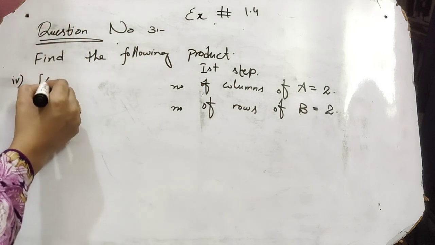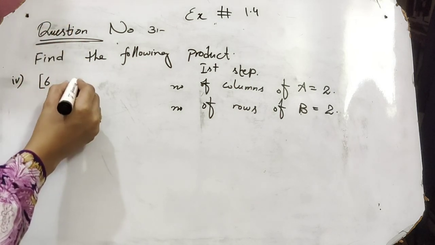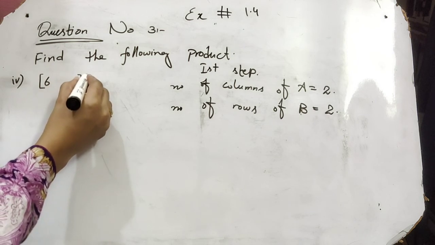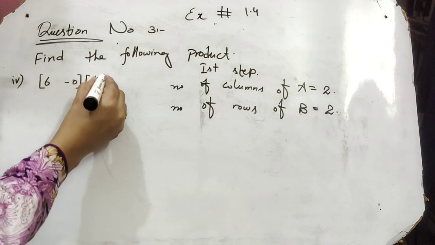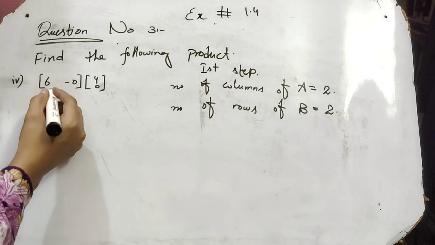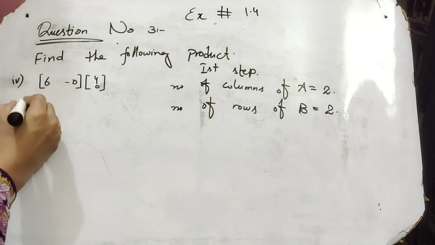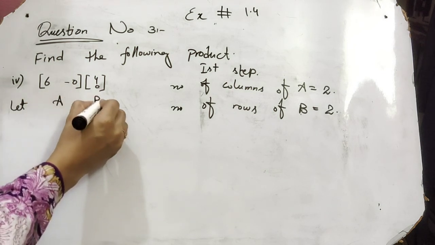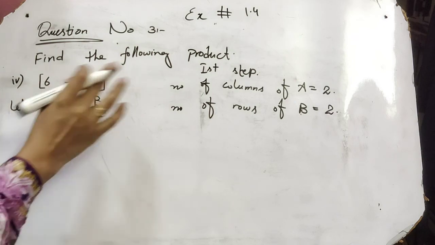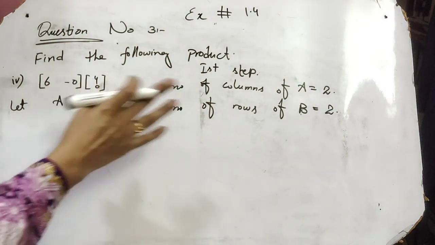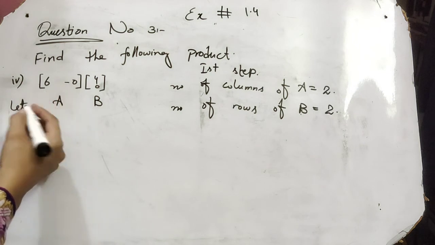The fourth part is 6 minus 0 and 4 and 0. Right, this is A and this is B. So the number of columns of A is equal to 2 and the number of rows of B is equal to 2. So the product can be done.